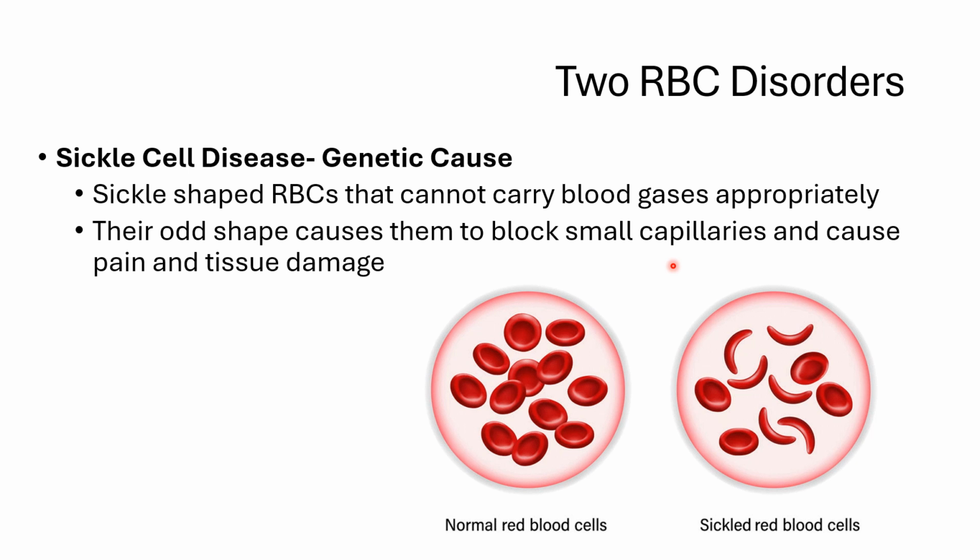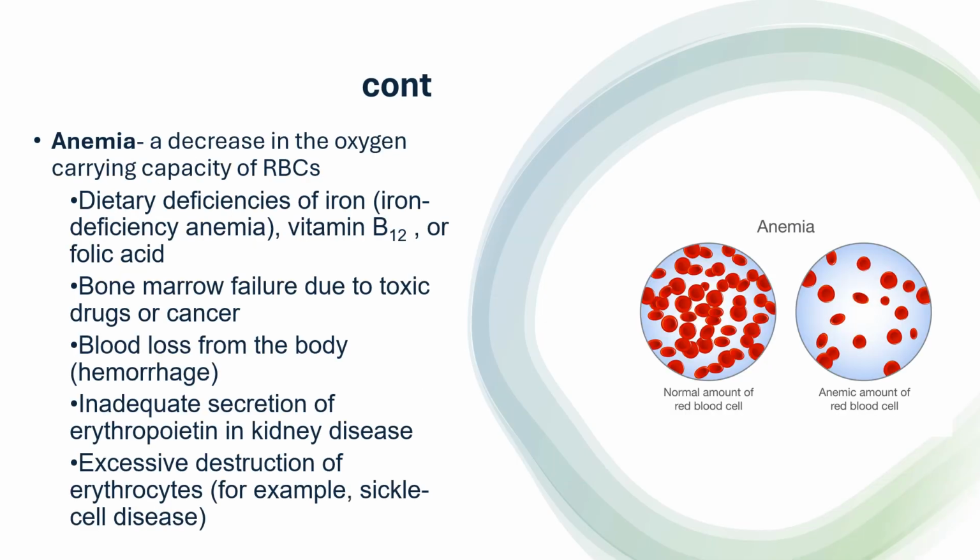So genetically, the gene that controls the normal shape of a red blood cell is modified or changed in people with sickle cell, and they end up with some regular shaped and some odd shaped cells. A second disorder is anemia.